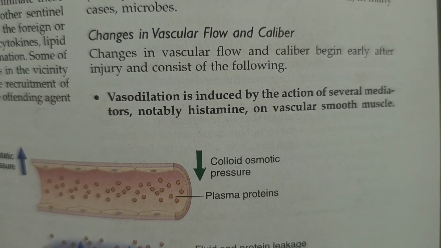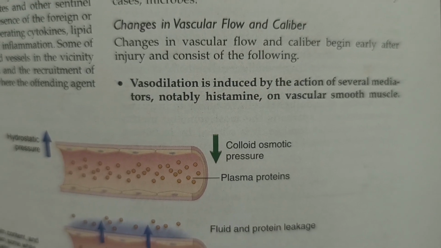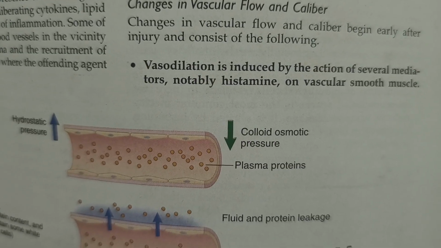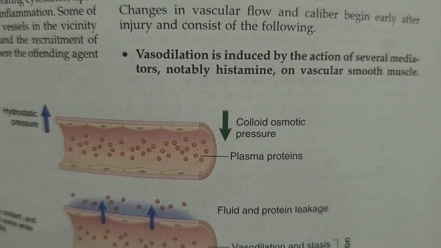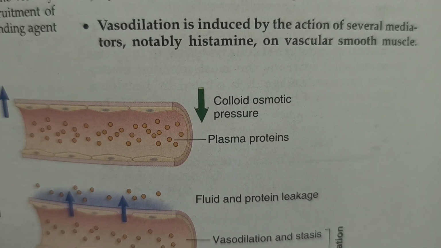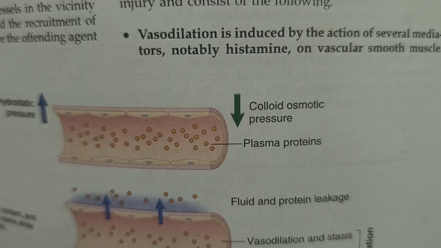Changes in the vascular flow and caliber. Changes in the vascular flow and caliber begin early after the injury and consist of the following. Vasodilation is induced by the action of several mediators, notably histamine, on vascular smooth muscles.